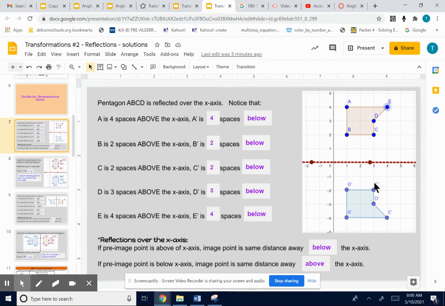When you have a reflection over the x-axis, if you have a point above the x-axis, the reflection is below it, the same distance away. The same is true if you started out below the x-axis and flipped it: it's going to be above the x-axis, that same distance. It's going to get a lot easier after you practice some of these on Khan Academy, but that's the general gist.